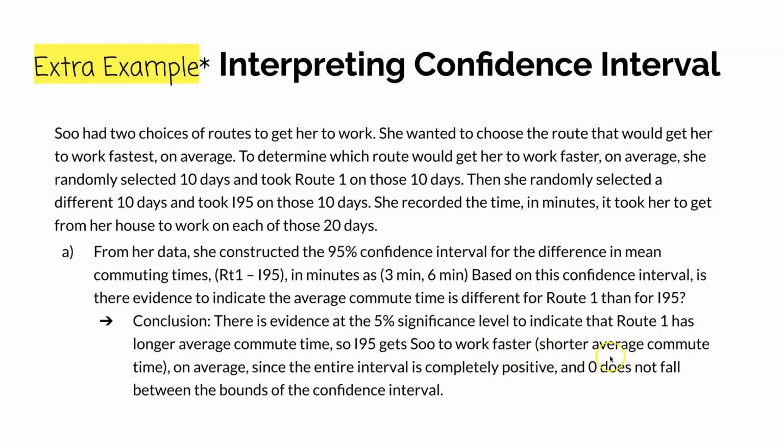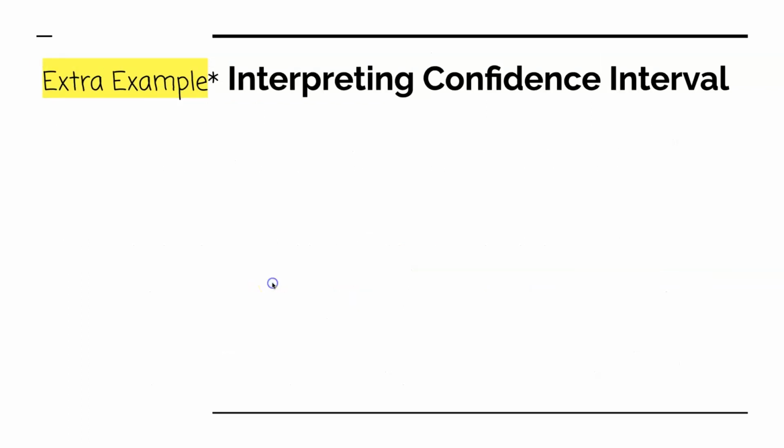Shorter average commute time on average, since the entire interval is completely positive and 0 does not fall between the bounds of the confidence interval. Even though if somebody's just reading the slide, I think it's still easier than reading it. But hopefully I'm adding enough to my presentation so that I'm adding a little more value to my recordings, okay? But because this interval was completely positive, what I know is that Route 1 is going to take longer compared to I-95. So I'm going to take I-95, okay? I-95 it is.